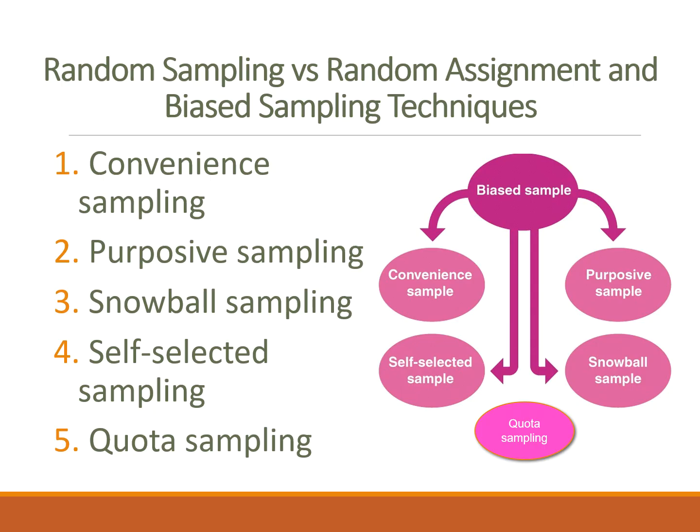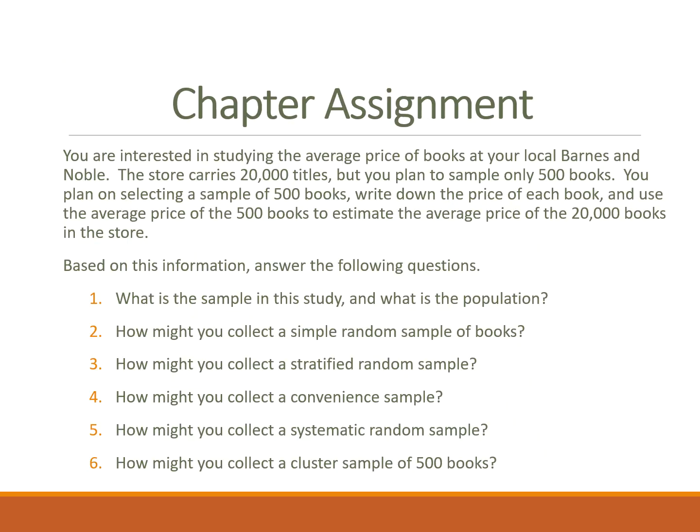That's quota sampling. So for the chapter assignment, you need to read a brief description. You're interested in studying the average price of books at your local Barnes & Noble. The store carries 20,000 titles, but you plan to only sample 500 books. You plan on selecting a sample of these 500 books, writing down the price of each book, and using the average price of those 500 books to estimate the average price of the 20,000 books in the store. Based on this information, answer the following questions. What is the sample in this study? And what is the population? Hopefully that's fairly straightforward. I'm not going to give you the answer, but those numbers are in the actual description.